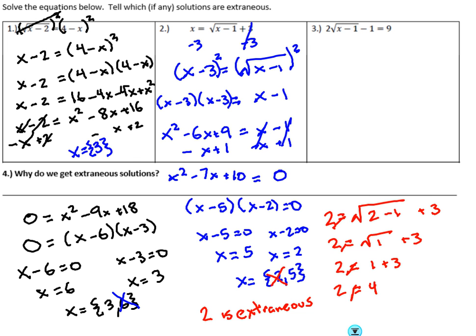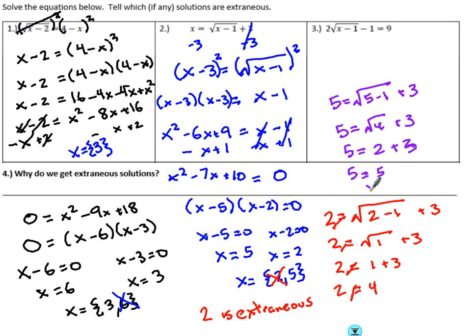And also checking whether 5 works. 5 equals the square root of 5 minus 1 plus 3. So 5 equals the square root of 4 plus 3. 5 equals 2 plus 3. 5 equals 5, which is true. So 5 is a real solution. So the only solution that 2 has is 5.